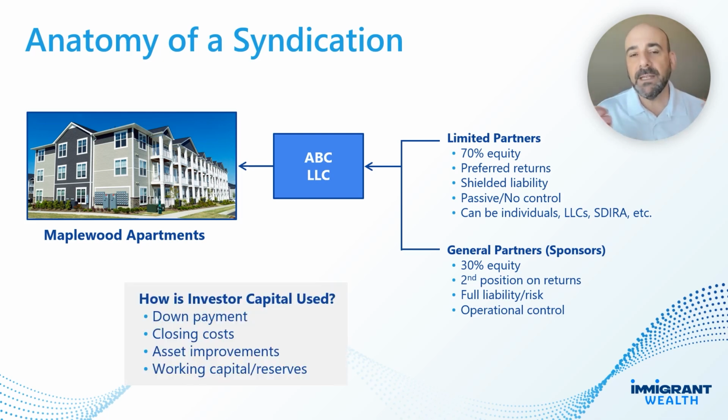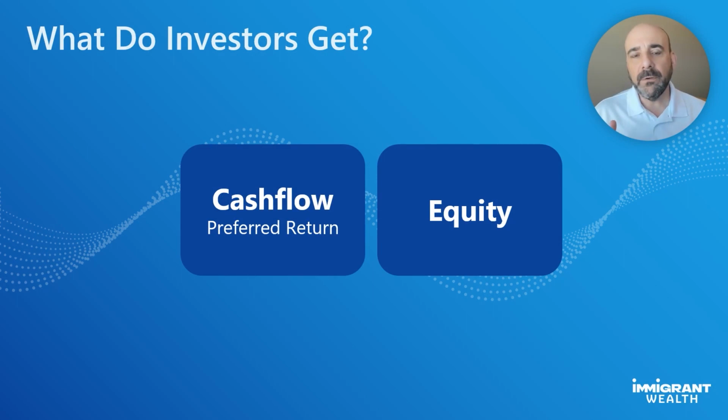So all that money that's pooled, how is that money used? So that money is used in a number of ways. It's used for a down payment, it's used for closing costs, it's used for asset improvements, and there's also working capital and reserves in case something unexpected goes on. There's money there in the bank to be able to address it. So what do investors get in return for putting their money in?